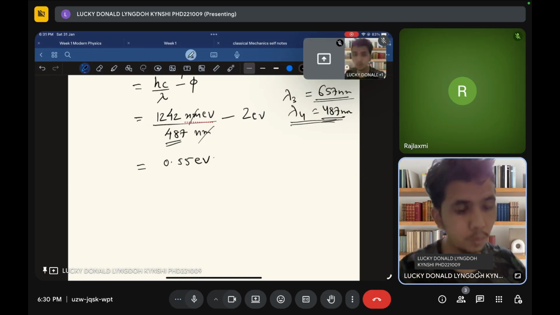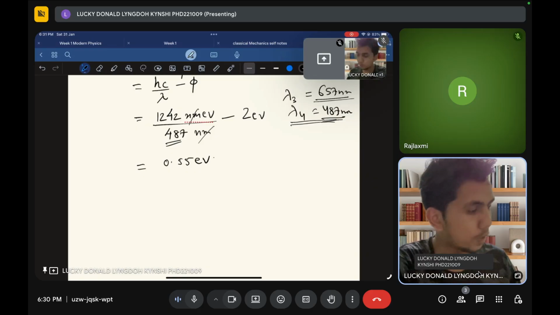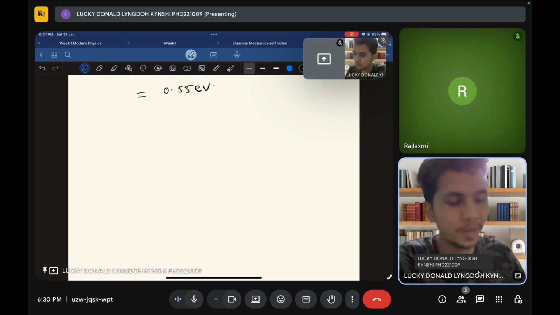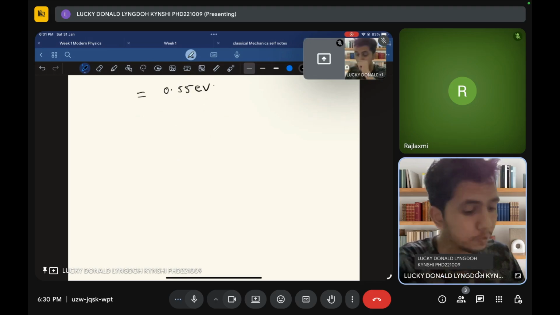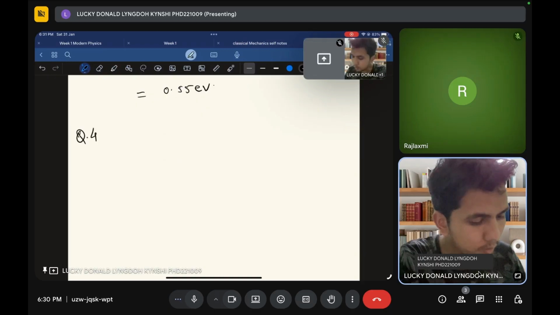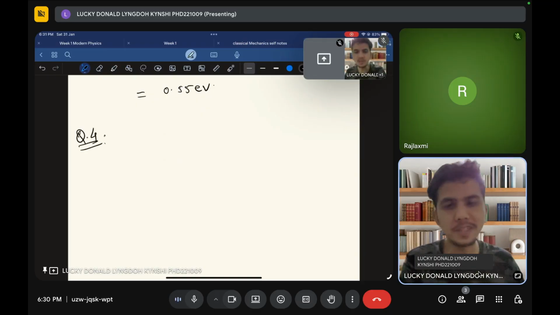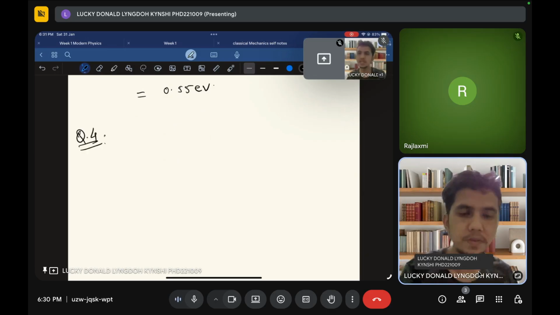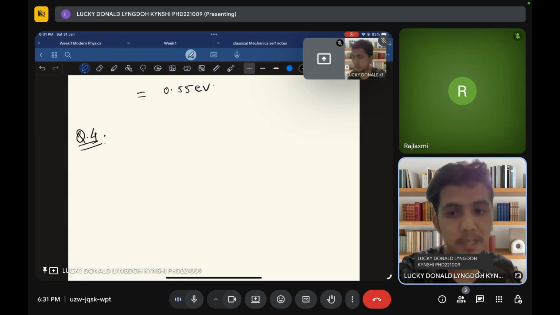So I will solve the remaining 2 problems of your assignment. In the next 20 to 30 minutes, bear with me. Question number 4. All of these problems in your assignments are related only to the atomic spectra. There is nothing different, you don't have to go beyond that. Simply all are atomic spectra problems.